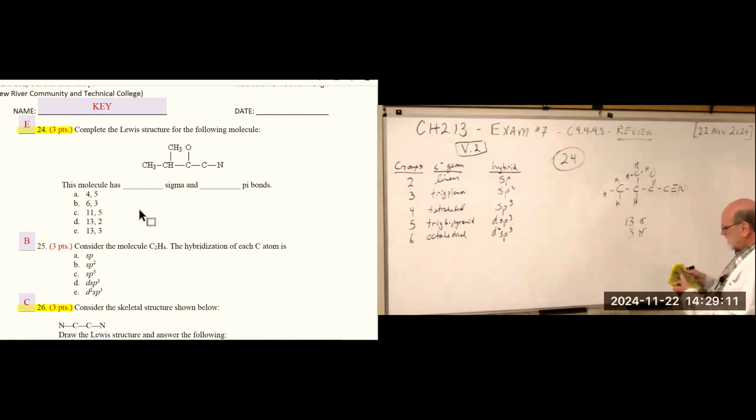Now, I went through that pretty quick because I know what to expect. But if you have any doubts, go back to your Lewis structure and just work it out.